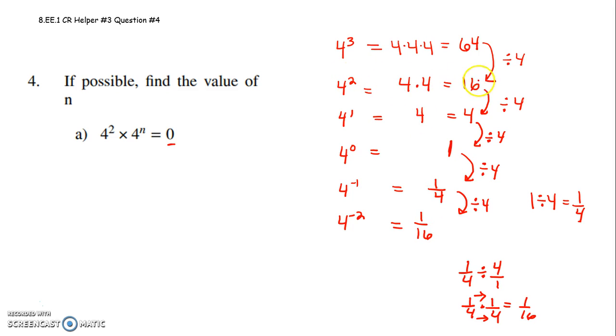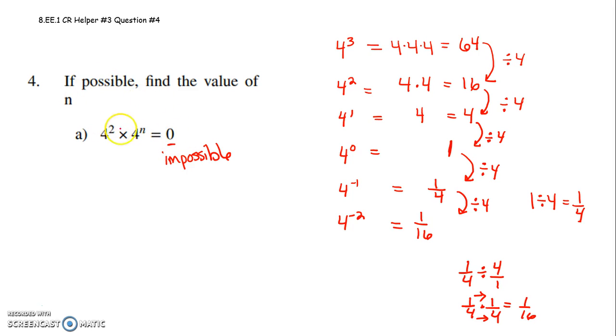So 4 to the +2 was 16. 4 to the -2 is 1/16. 4 to the first was 4. 4 to the -1 is 1/4. So there are some great connections there. Okay, the whole point in this, if we look at the values when we raise 4 to any power, we're never going to get a 0. This is impossible. You're never going to get a 0 out.